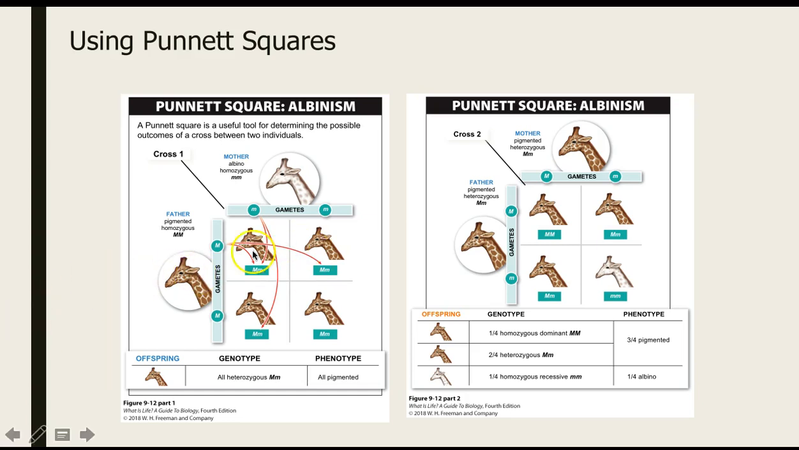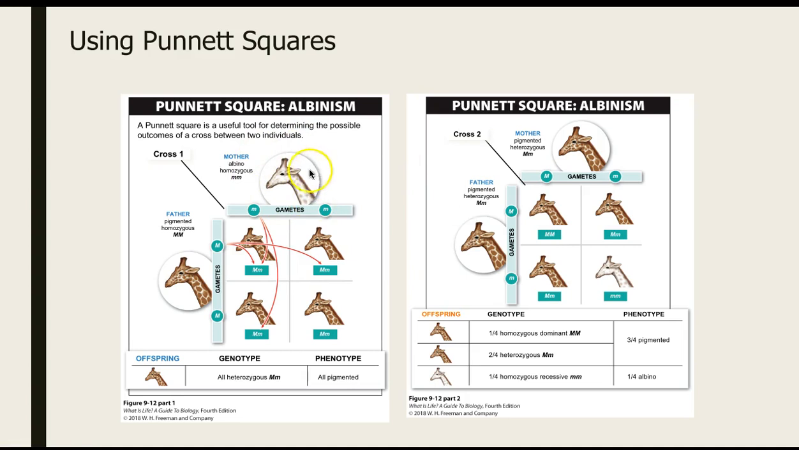But again, this is just from your book, and I kind of want you to learn this to start out with. Okay, so if you have a true breeder, homozygous for melanin, this father giraffe right here, and you have this mother giraffe that is homozygous for albino. Of course she's homozygous for albino. Remember that if you're recessive, you have to be a true breeder. You have to have both of your alleles be recessive. There's no other way.